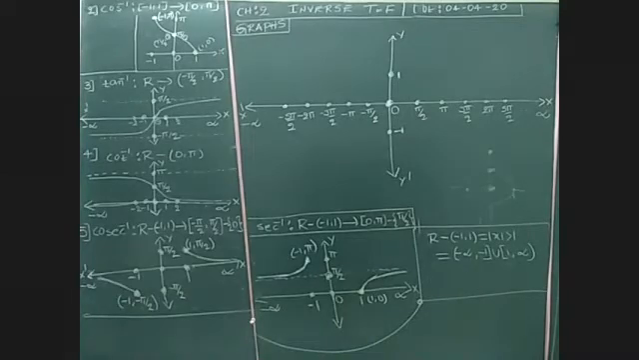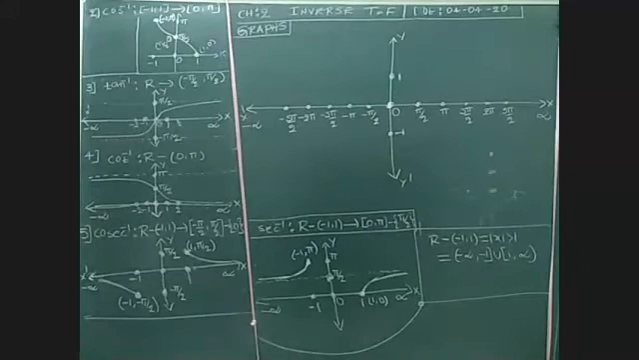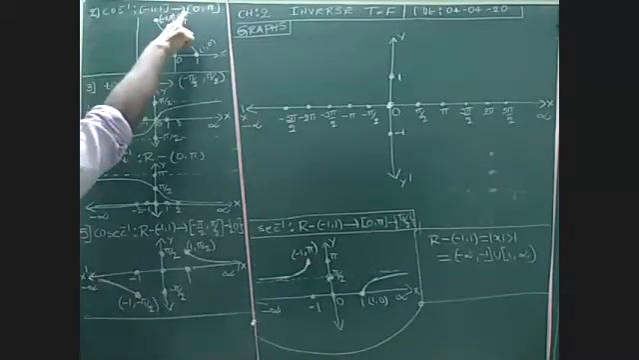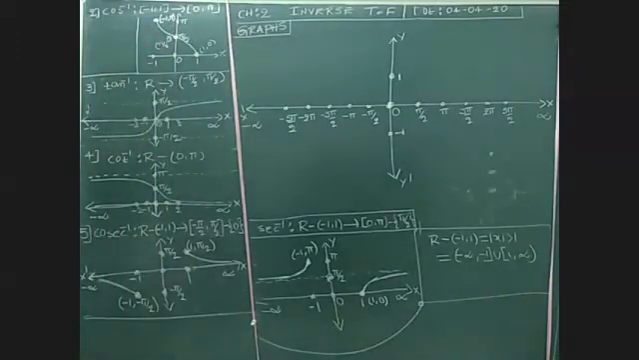Sir, yeah, sir, I can't see the top left corner, sir. Yeah, that's only it. We'll start with the cos inverse from -1 comma 1 to 0 comma 5. Okay, this is the left corner. Cos inverse from -1 to 1 to 0 to 5.